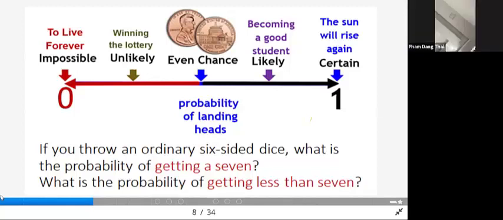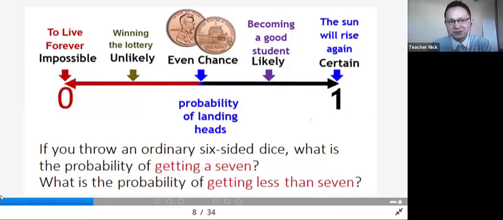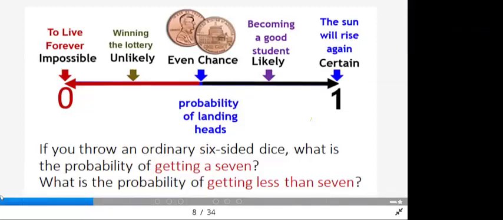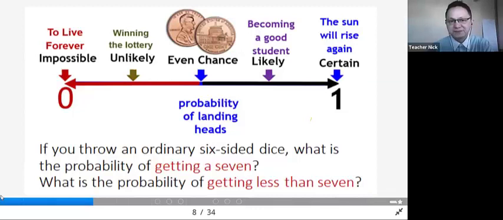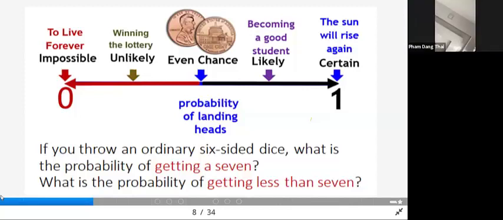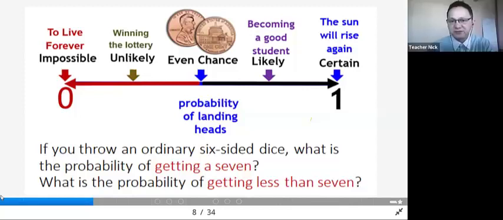All right. Can you give me a situation, an event about this? You can choose: is it impossible, unlikely, even chance, likely, or certain? Just give me a few samples. Who wants to give me first? Example for certain. Yes. Can you give an example?